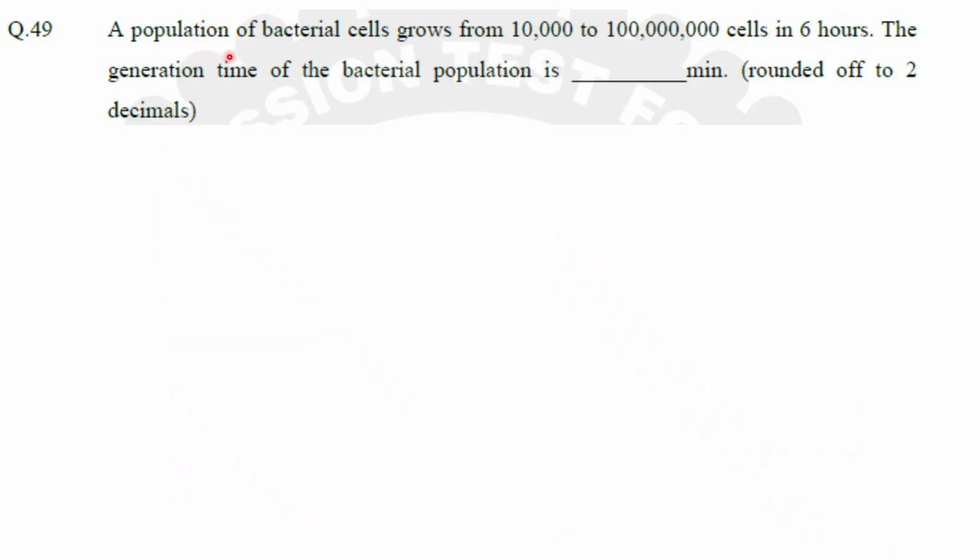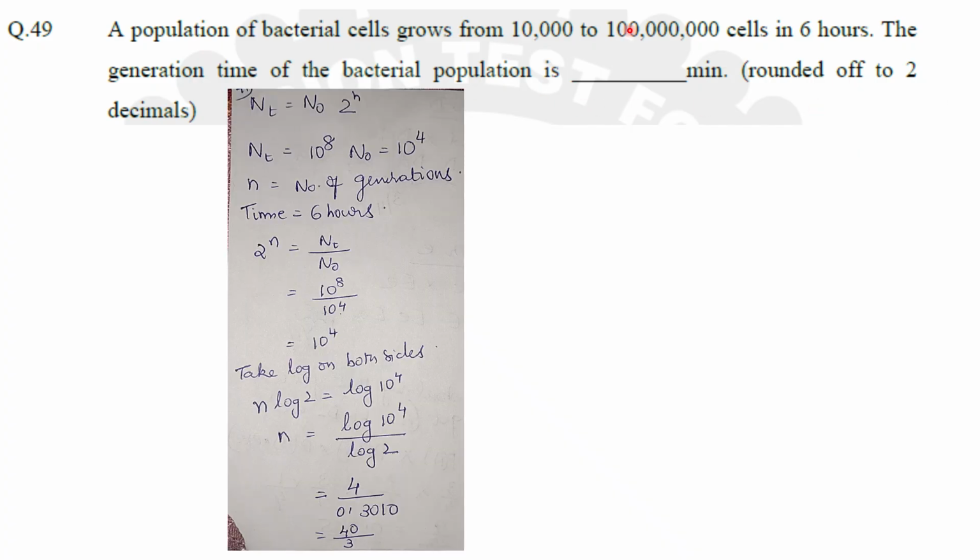Then next one, a population of bacterial cells grows from 10 raised to 4 to 10 raised to 8 cells in 6 hours. The generation time of the bacterial population is. So you should know the formula Nt equal to N0 into 2 raised to n, where small n is the number of generations. Once you know the number of generations and the total time, you can calculate the generation time.